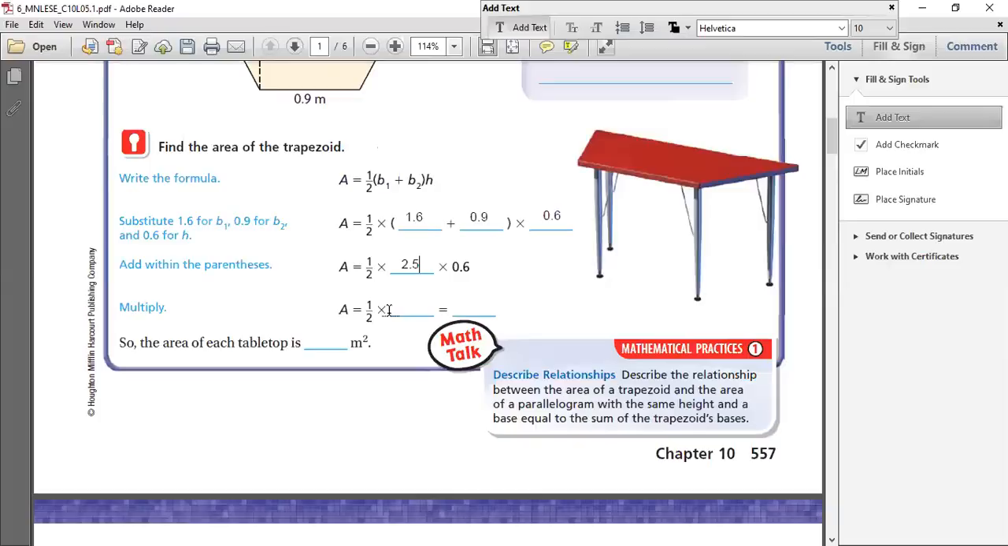So 3 5s are 15. Carry 1. 3 2s are 6 plus 1 is 7. Now multiplying with 0 doesn't make any sense for us. So let's count how many decimal places we have: 1 and 2. So one decimal place here, one decimal place there, so let's place the decimal point and put a 0 in front. So the answer is going to be 0.75 square meters.